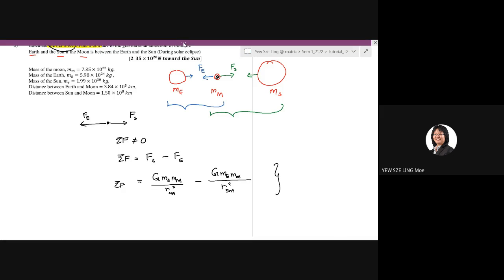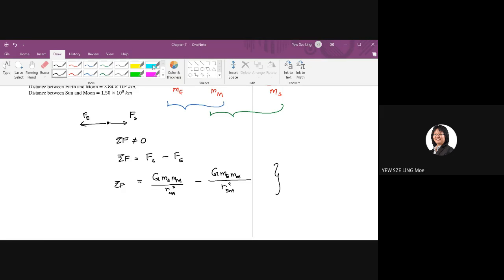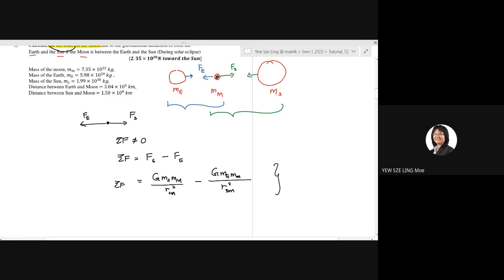What you have to do is plug in the values. Usually the mass of the planets and the distances between the planets are given as known values in the question. So you plug in all of the values: Mm, Me, Ms, the distance between E and M, which is Rem, and the distance between the sun and the moon, which is Rsm. You plug them into the equation, and eventually you will obtain the net force, which is 2.35 times 10 to the power of 20 Newton.